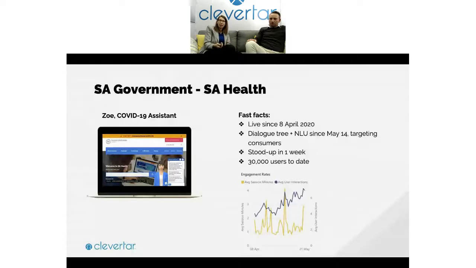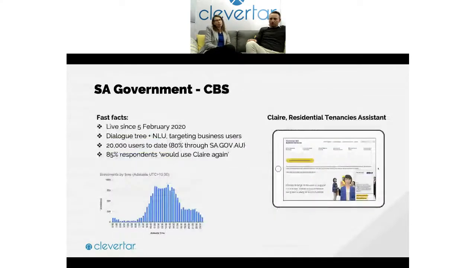I'll mention another SA government service that we run, and that's for consumer business services. And this is for a really very different use case. Certainly doesn't have the same kind of urgency that the COVID virtual agent had. But this is designed for landlords and property managers, real estate agents, people who are wanting information about how to manage tenancies. So it's actually got very much a business focus rather than a consumer focus at this stage.